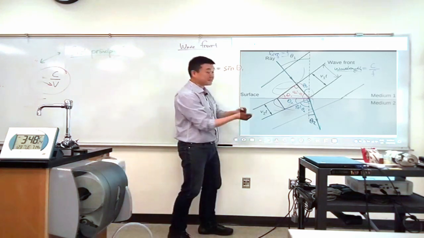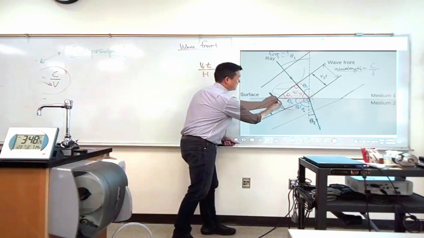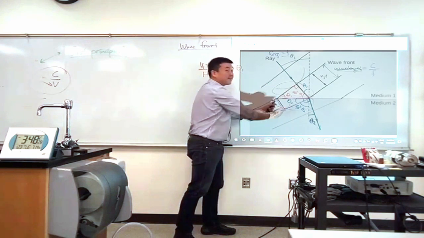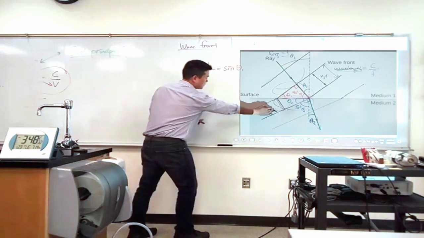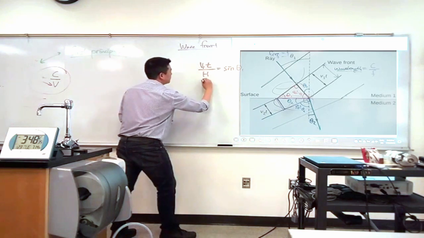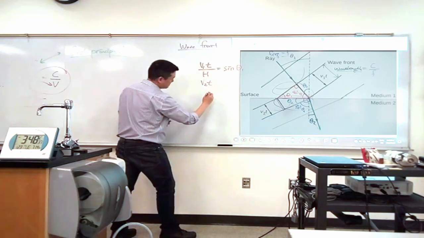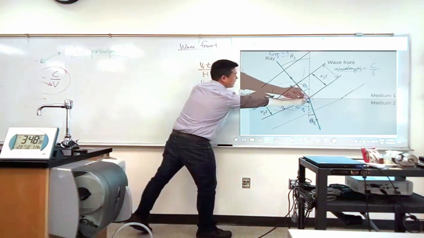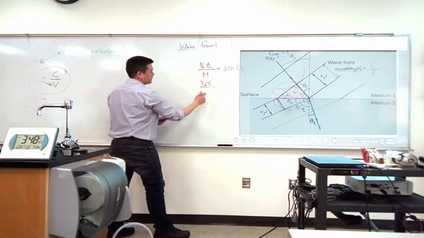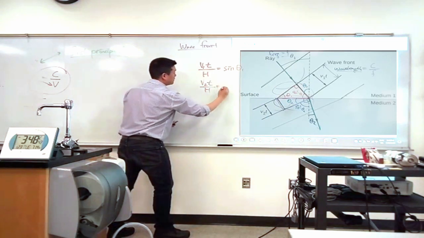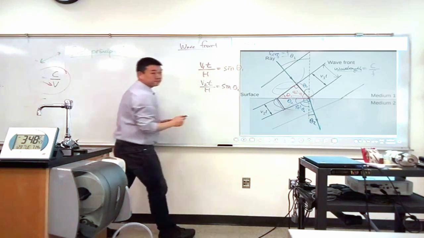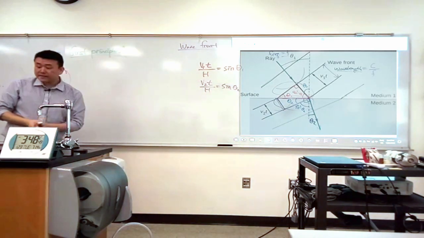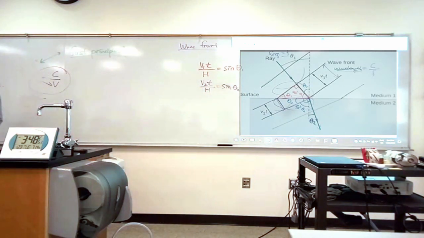No. So the side that I know is this side. It's the opposite to theta 2. Good? So I can say opposite side, V2 times T over the same hypotenuse, so I'm using the same letter H, is equal to sine of theta 2. And this is how you derive Snell's law.